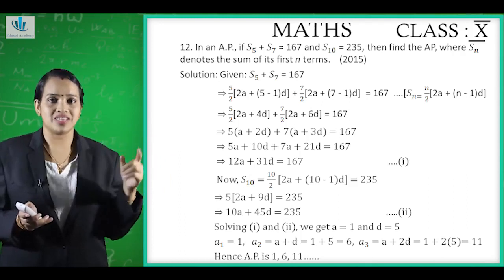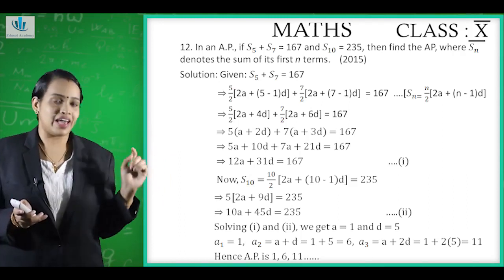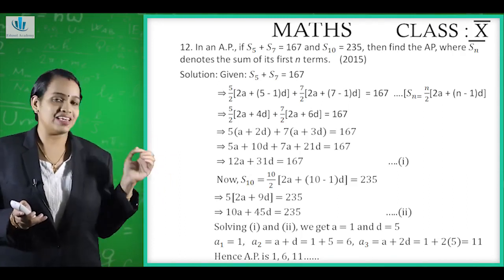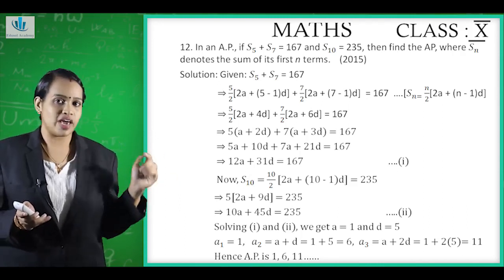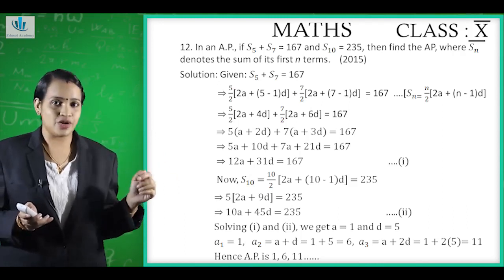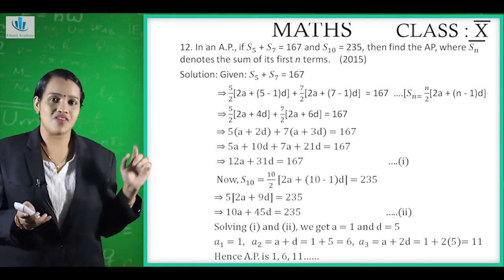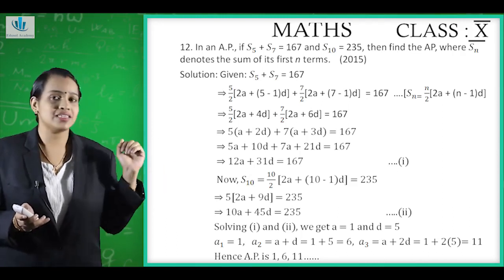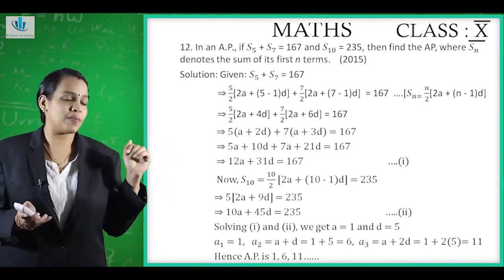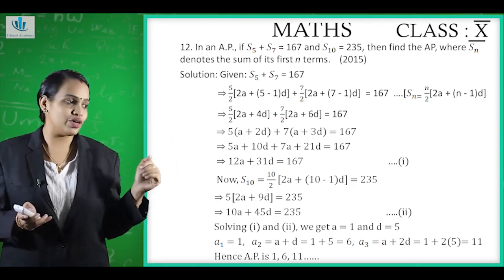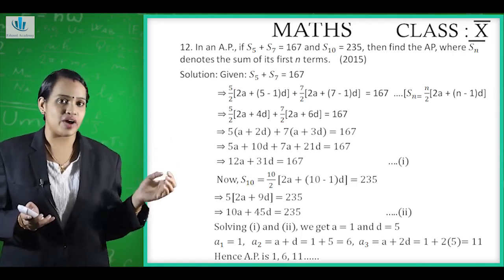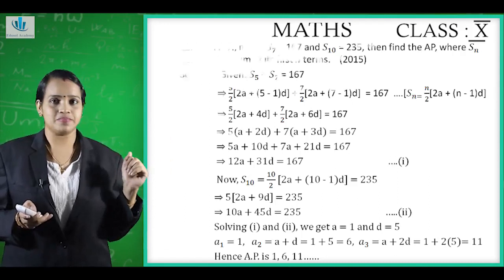So, solving equations 1 and 2, we get a is equal to 1, d is equal to 5. So, a1 becomes 1, a2 is a plus d, which is 1 plus 5, equal to 6. a3 becomes a plus 2d, which is equal to 1 plus 2 into 5, which is equal to 11.